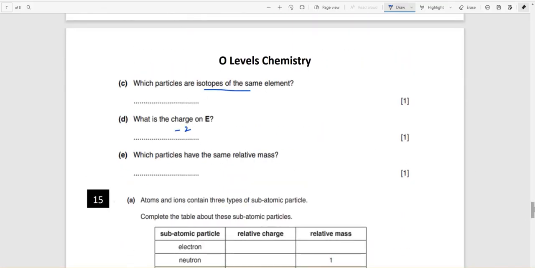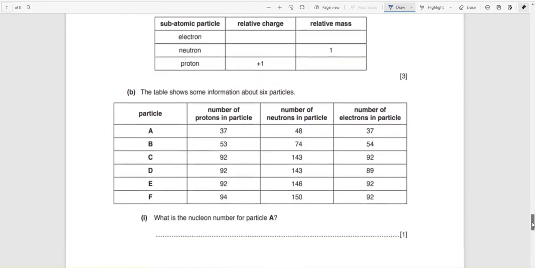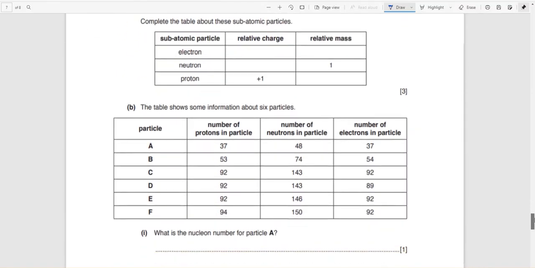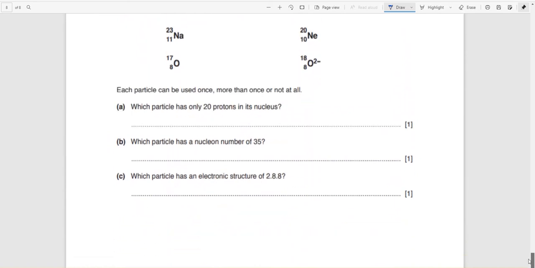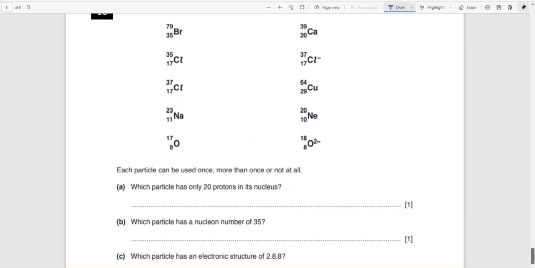Which particles have the same mass? Just add protons and neutrons. This seems to be F and G. 22 plus 18 is 40, and 20 plus 20 is 40. So F and G have the same mass. That is a repeating question, so let's do this one as well. Which particle has only 20 protons in its nucleus?